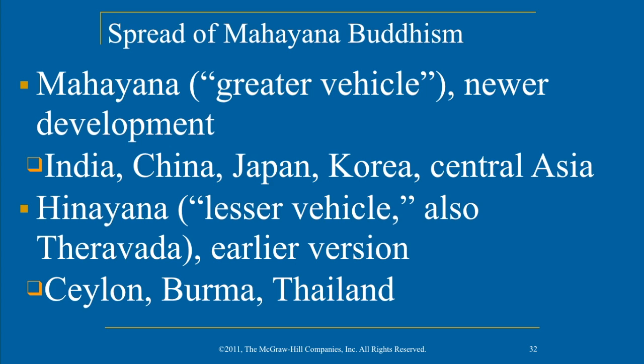We then get to the spread of Mahayana Buddhism. Mahayana means greater vehicle or newer development. It takes root in India, China, Japan, Korea, Central Asia. This is compared to Hinayana, or the lesser vehicle, also Theravada, which is the earlier version. It takes root in Ceylon, Burma, and Thailand.